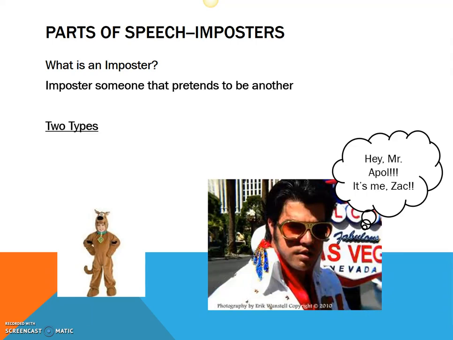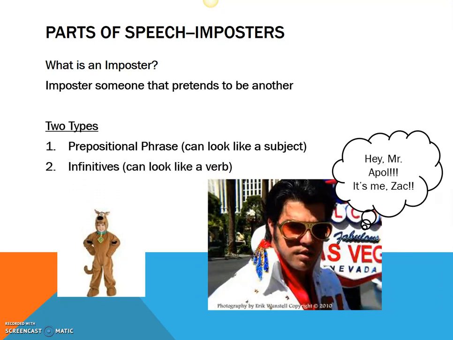Okay, in the world of parts of speech, we also have imposters, and we're going to talk about two of them. We're going to talk about prepositional phrases. This tries to impostor a subject sometimes, so we need to be careful. We're also going to talk about infinitives, and this tries to look like a verb. So if we're not looking out for these imposters, sometimes they can trick us and we think we really have a verb when we have one of these imposters or a subject.